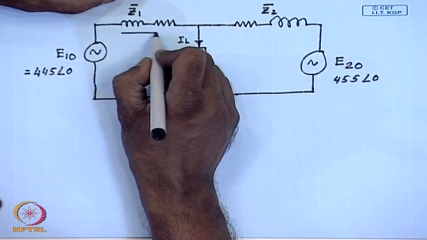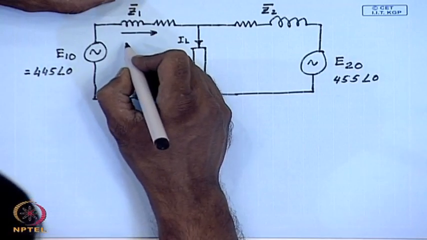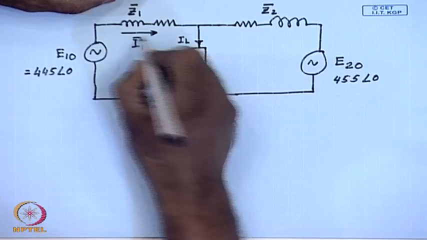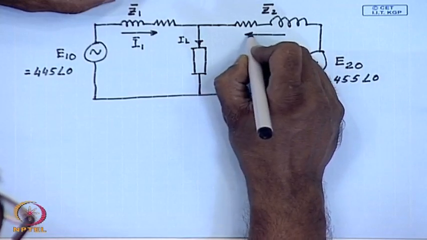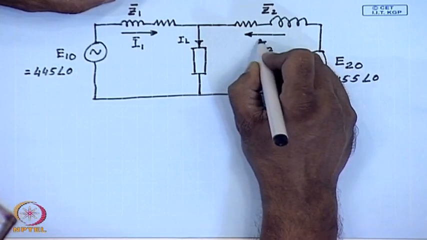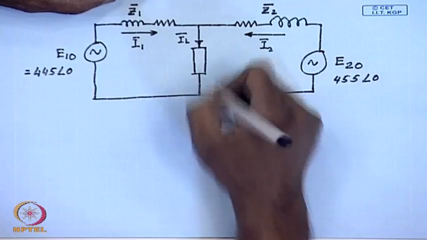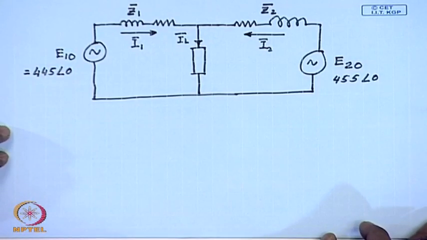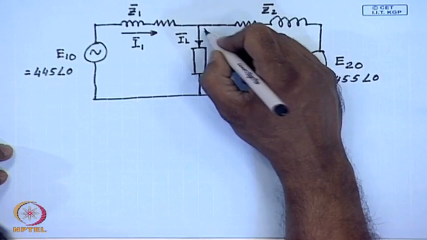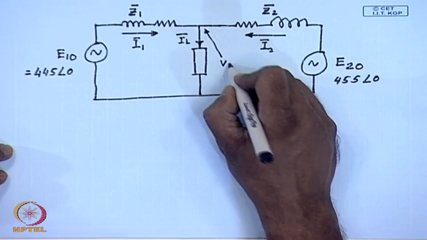The current supplied by the first transformer is I1, the current supplied by the second transformer is I2, and the phasor sum of I1 and I2 is IL, which is 1800 amperes at 0.8 power factor lag. This is the load voltage VL.